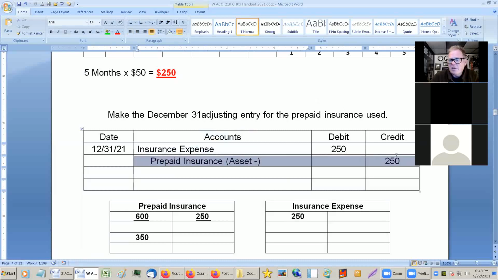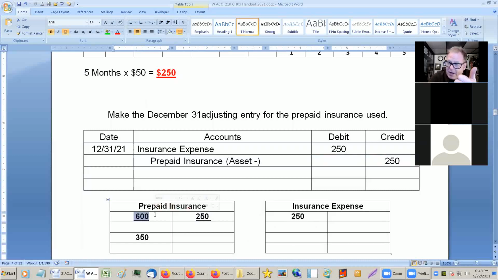Would your assets be overstated or understated if you didn't make this entry? Under. They'd be overstated. Oh, sorry, over. Yeah, because it'd still be 600 basically. So if they don't make this journal entry, their assets are going to be overstated, and their income's going to be overstated.